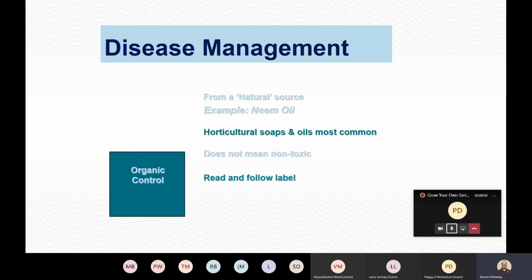Organic control, there are several products that are listed organically for disease management. Neem, horticultural oils and soaps we can find in the garden centers. But again, just because we have the word organic on there does not mean that this does not have negative consequences with it. So always read and follow the label when you're using any kind of pesticide, whether it's a conventional chemical product or an organic option.